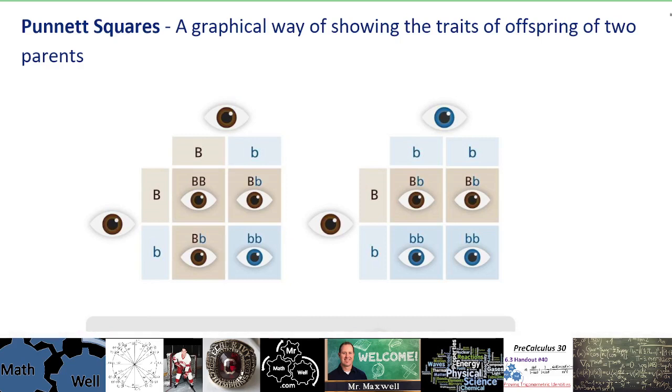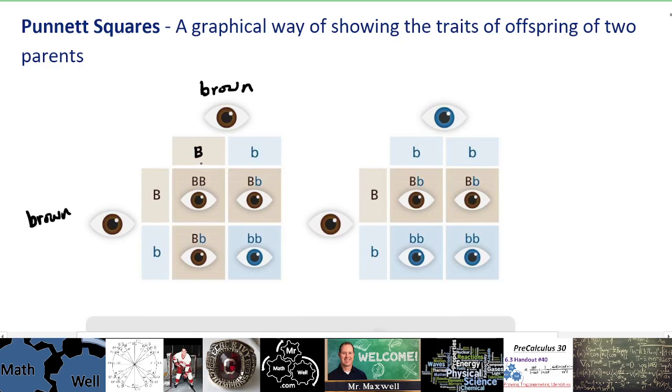Let me write this up here because you might have a tough time seeing that. This is a brown eye, and this is another brown eye, okay? So we have two parents that have brown eyes. In these particular parents, which you wouldn't realize just by looking at them, you wouldn't know if they have a recessive blue-eyed trait. So the capital B is the dominant brown-eyed trait, okay? So brown eyes are dominant, and the capital B is for brown eyes.